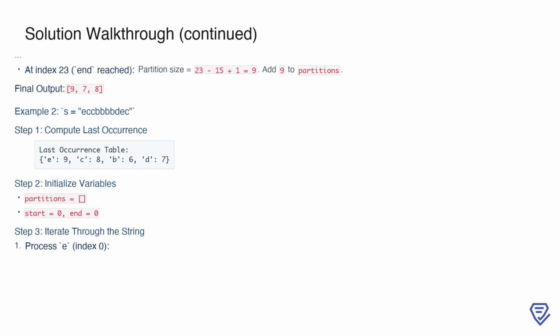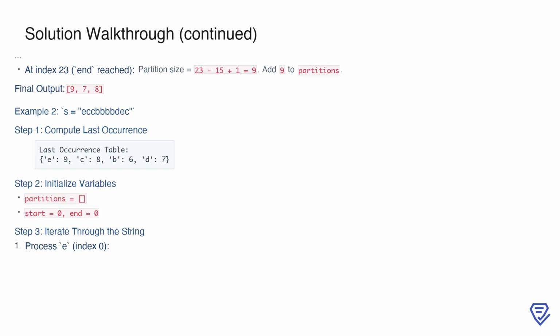Starting with H, we see its last occurrence is at index 23, so end updates to 23. As we process each character from index 15 to 23, we ensure that end accounts for all their last occurrences. Finally, at index 23, the current index matches end, marking the end of this partition. The size of this partition is 9, calculated as 23 minus 15 plus 1. We add this size to the partitions list.